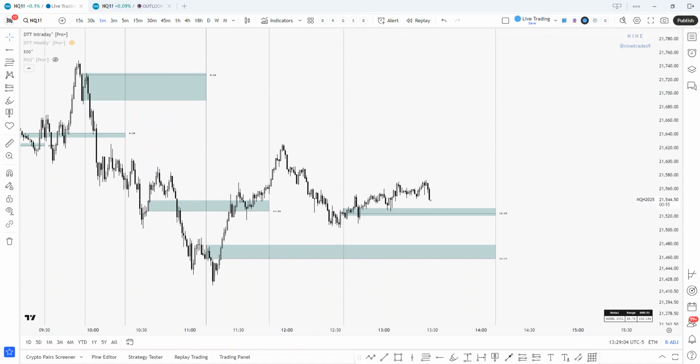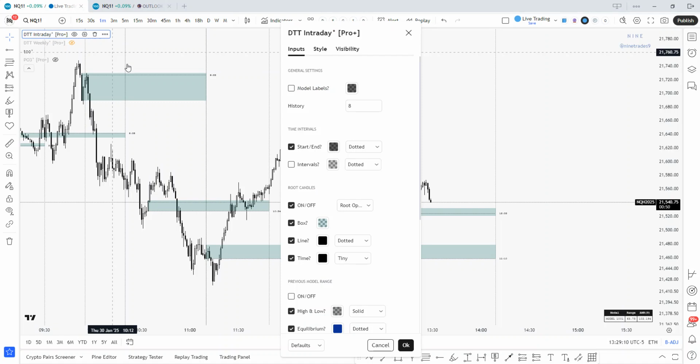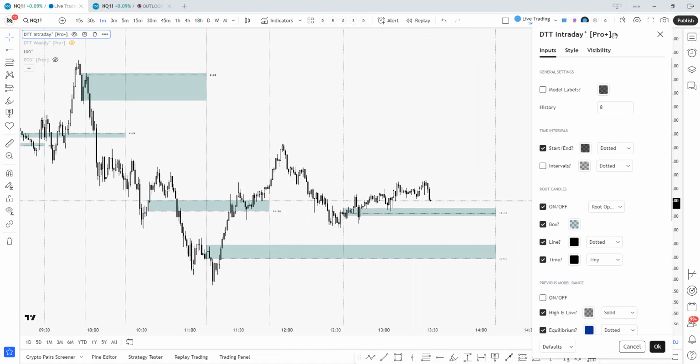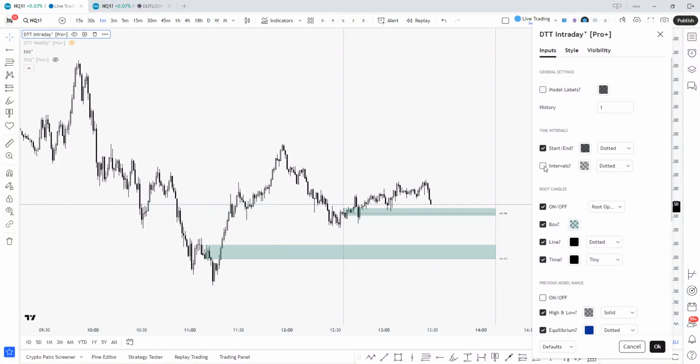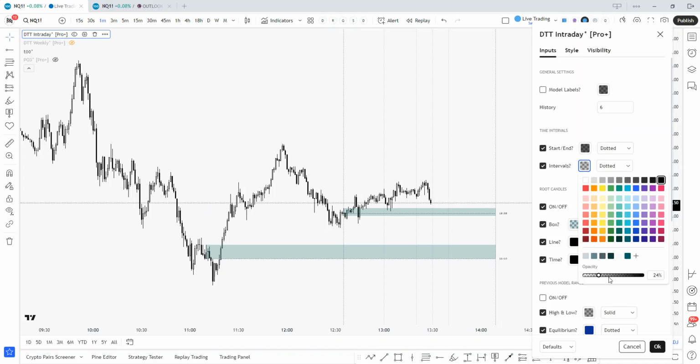For inputs, you mean the settings? Yeah, so I change the settings based off the market conditions. Normally, I like to have it on these settings here. I have the intervals memorized, as you guys know, but if you aren't aware of the intervals, I highly suggest turning them on so we can see how they're being used today.